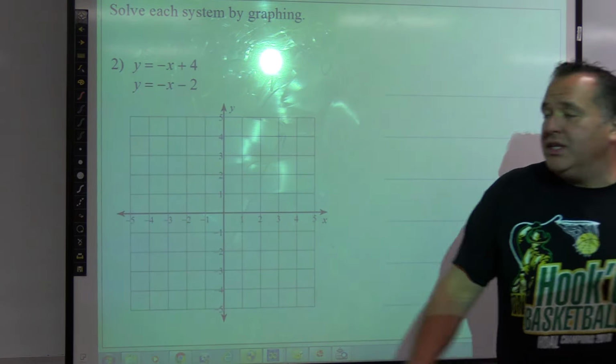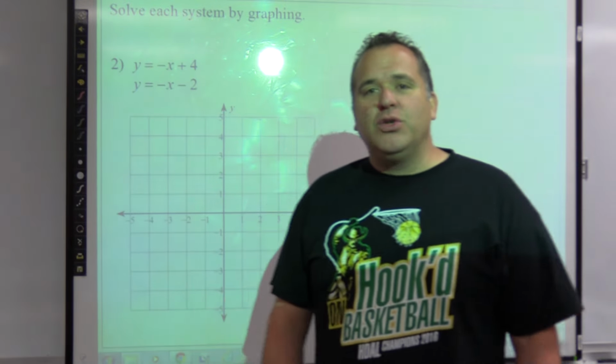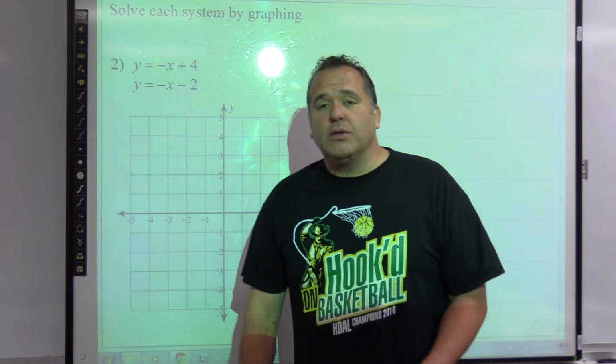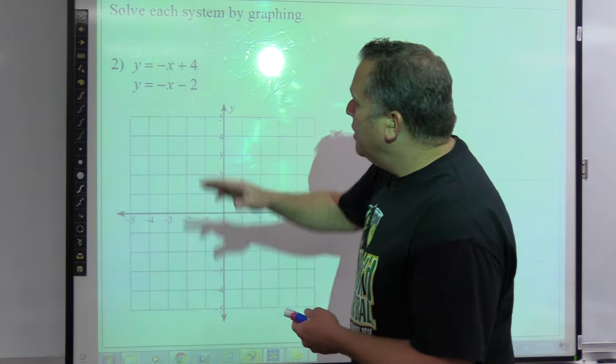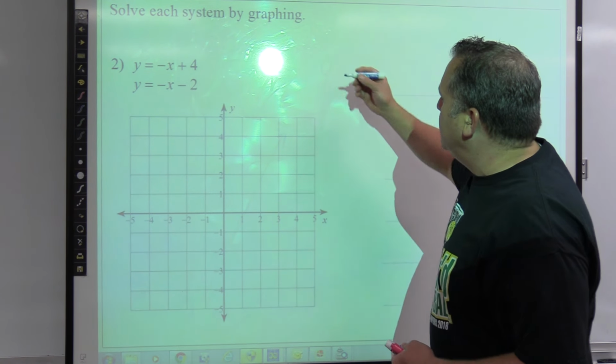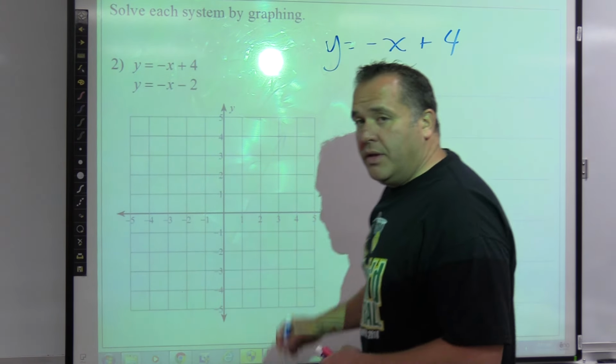Here we got 2 equations. Y equals negative x plus 4. Y equals negative x minus 2. All right. So what we're going to do is graph each of these equations. Now the first thing is I'm going to graph the first equation. So let's rewrite that again to make sure everybody can see. Y equals negative x plus 4.